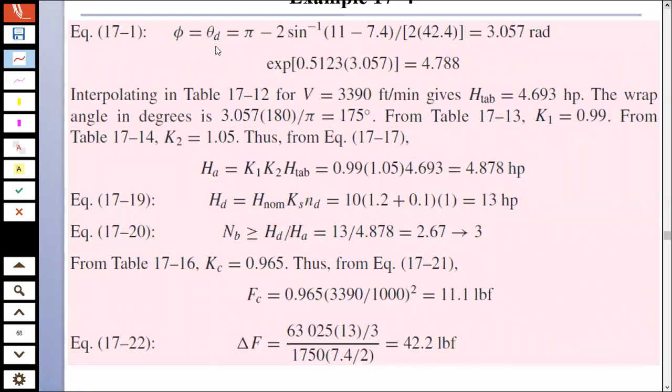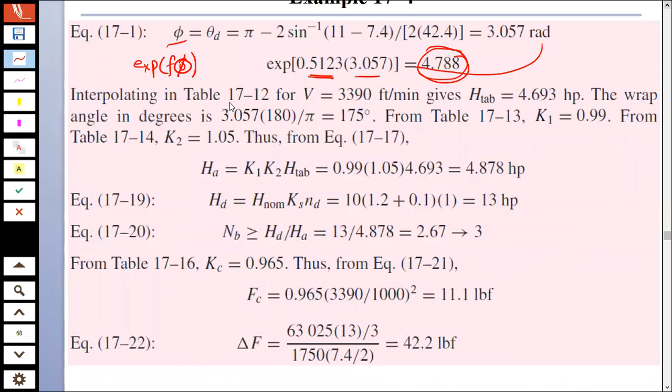Okay, सबसे पहले what you do is find your phi, which is theta d, pi minus 2 sine inverse of (D minus d) over 2C, and so on. So this is your phi. And then with that, you go ahead and find your exponent of f phi. You already have your f, which is 0.5123, and then your phi is 3.057 radians. So plugging that value, this is the exponent of f phi. Okay.